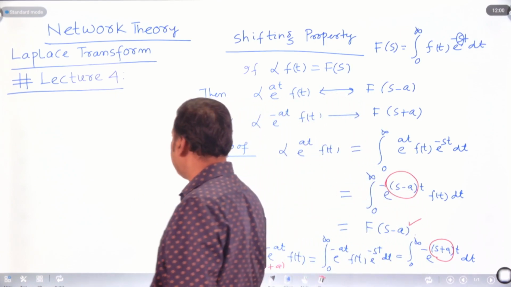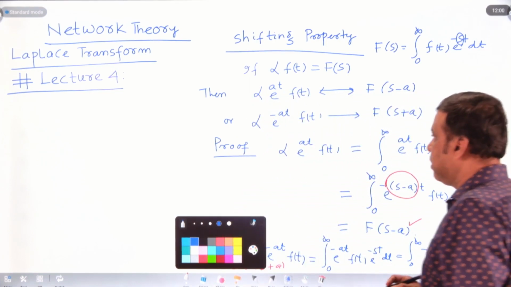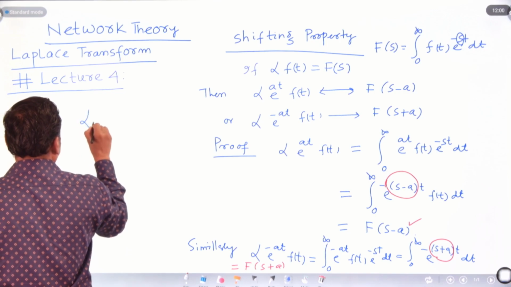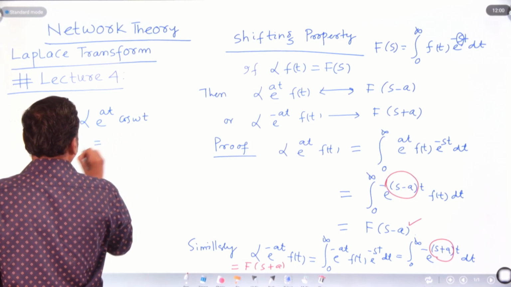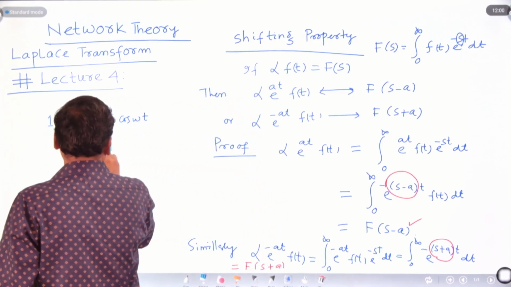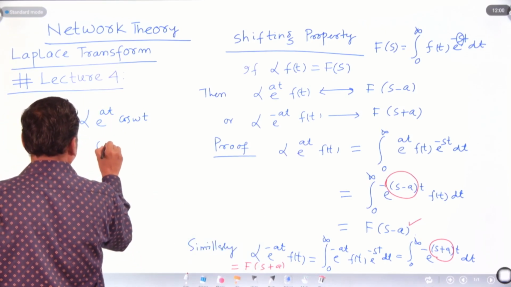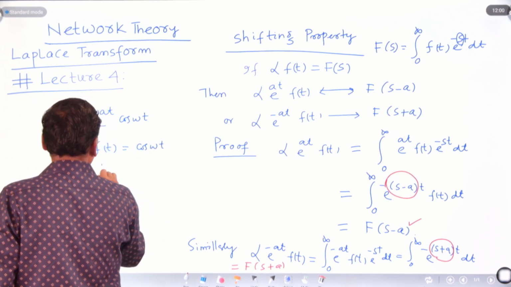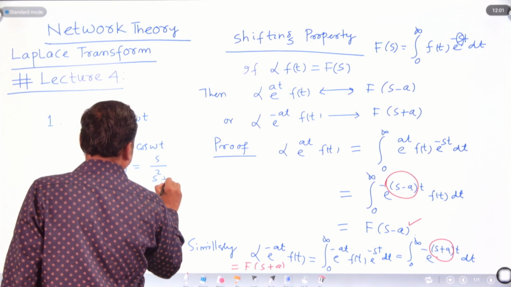Already you know the Laplace transform of sin omega t, cos omega t, sinh omega t, cosh omega t, like this. Now if I ask for the Laplace transform of e to the power at cos omega t, here f of t is cos omega t. F of s, the Laplace transform of cos omega t, is s by s square plus omega square.